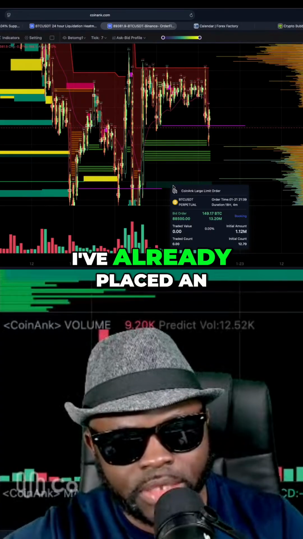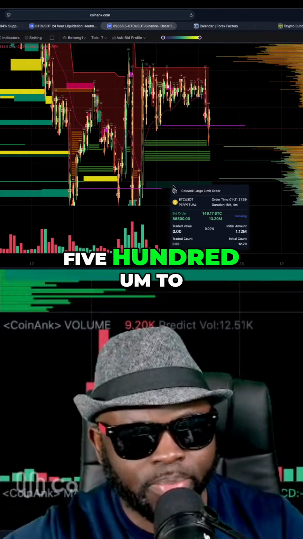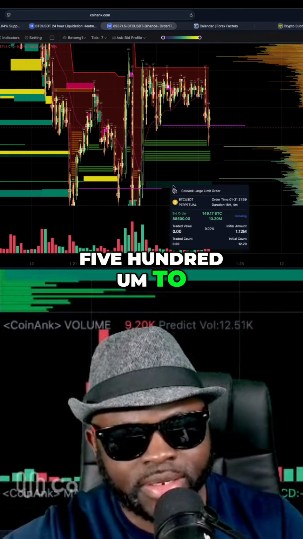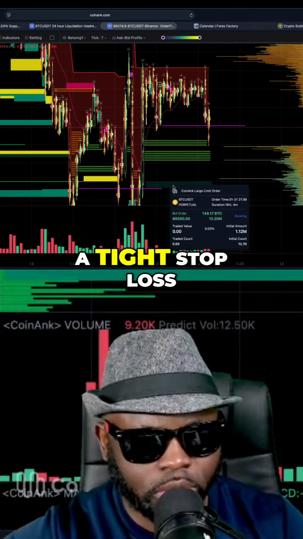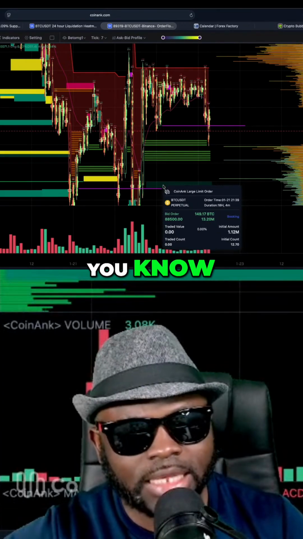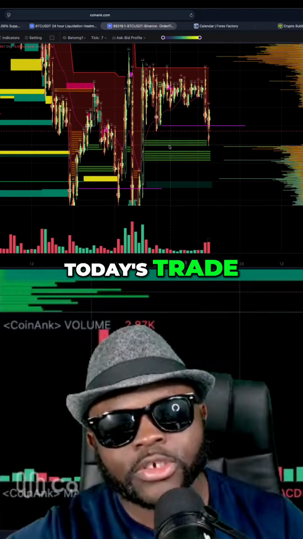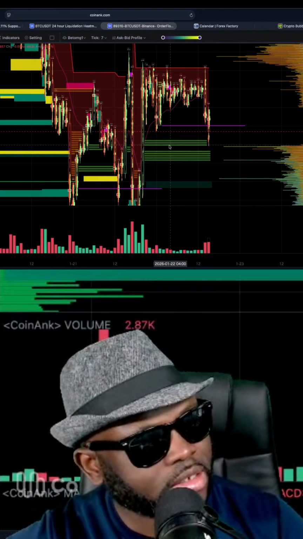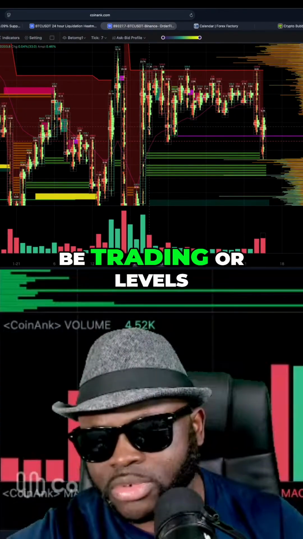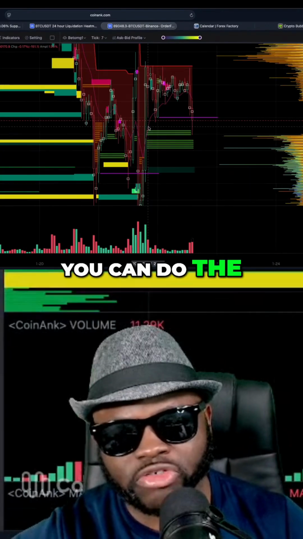At 88,500. I've already placed an order there at 88,500 to buy Bitcoin with a tight stop loss. Right. So that's what I'm going to be doing for today's trade. These are the zones, or levels, I'm going to be trading. You can do the same thing for altcoins.